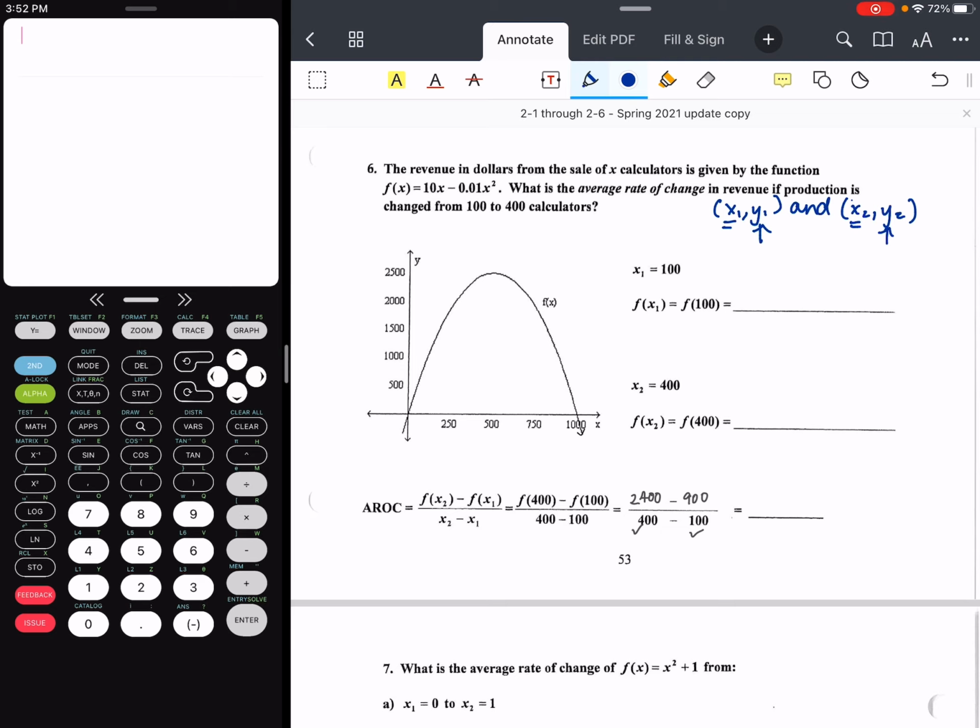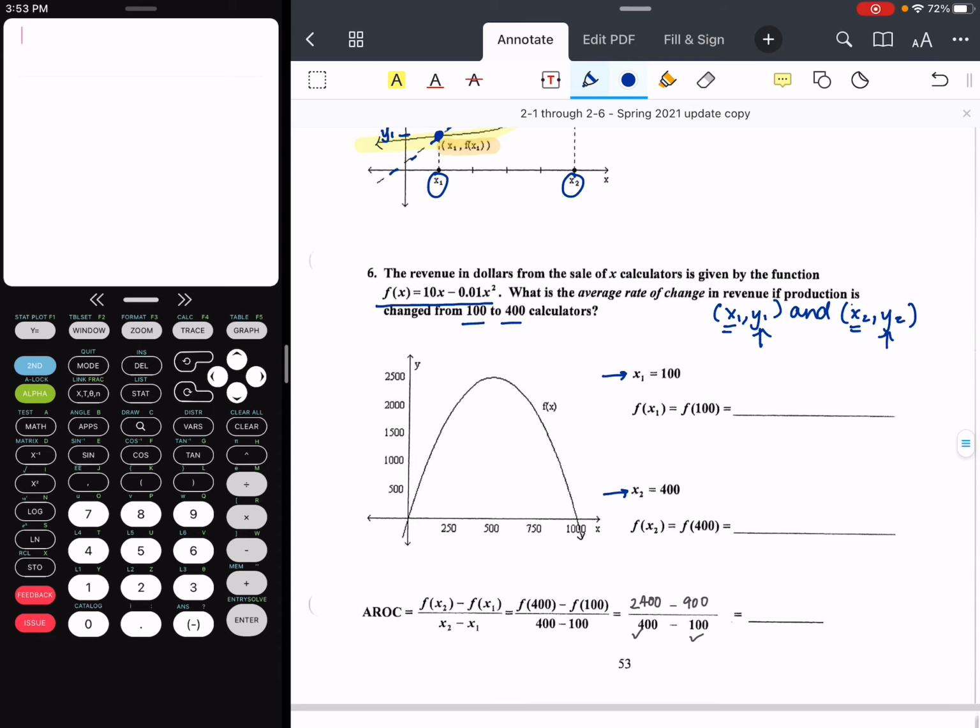So in number 6, the revenue in dollars from the sale of x calculators is given by the function f of x equals 10x minus 0.01x squared. What is the average rate of change in revenue if production has changed from 100 to 400 calculators? So those are our 2 x values. So suppose x sub 1 equals 100 and x sub 2 equals 400. We want the average rate of change between those 2 x values.